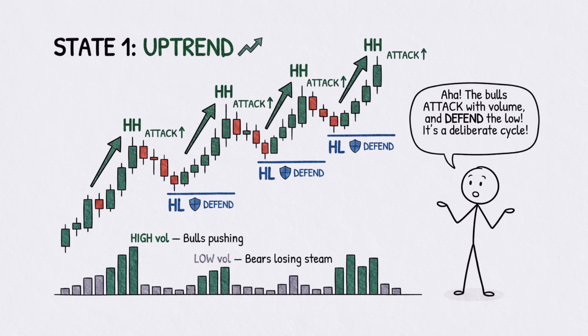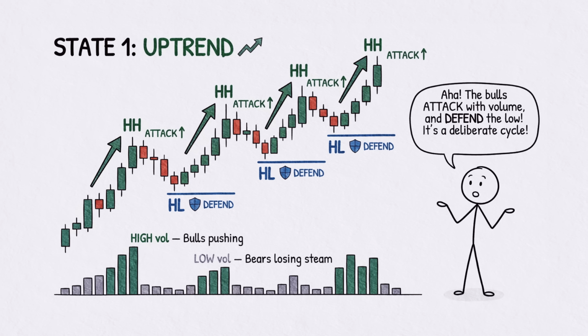State number 1, uptrend, bulls in control. Here's how it works mechanically. The bulls attack, they push price up and break the previous high, creating a new higher high. Then the bears try to counterattack. But the bulls defend their position. Price bounces off their defensive line and creates a higher low. This cycle repeats. Higher high, higher low, higher high, higher low. The bulls keep expanding their territory.